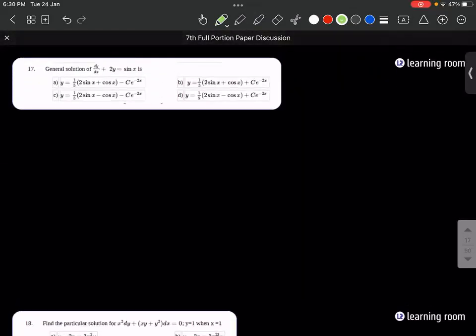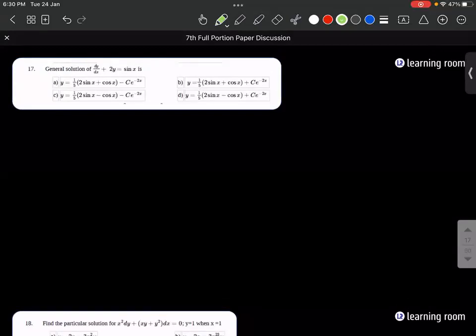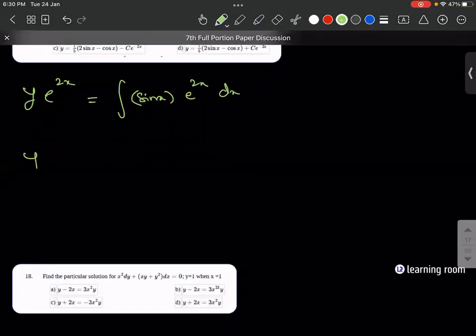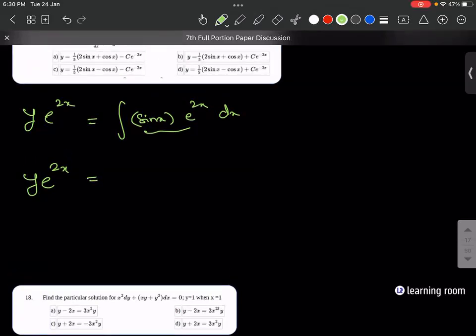General solution of dy by dx plus 2y is equal to sin x is y into e power integral of p dx is equal to integral of q into e power integral of p dx. Got it. So y into e power 2x is equal to, what will you get? Sir, if you use the highlight, it keeps on repeating.